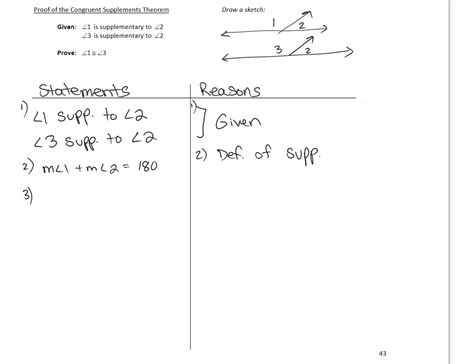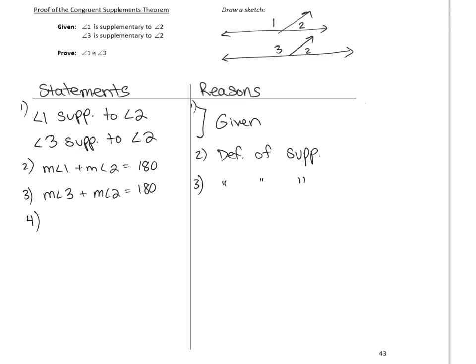And we can basically do the same step again, but this time with 3 and 2. The measure of angle 3 plus the measure of angle 2 has to also add up to 180 because we were told that they are in fact supplementary, so by the definition of supplementary.